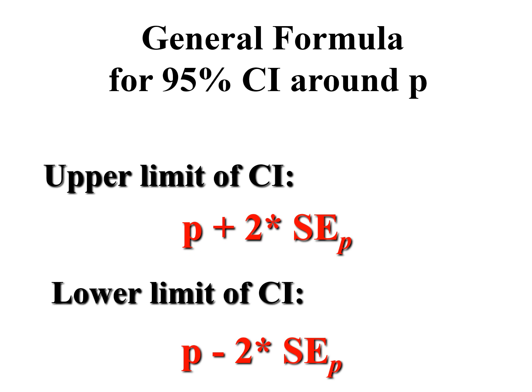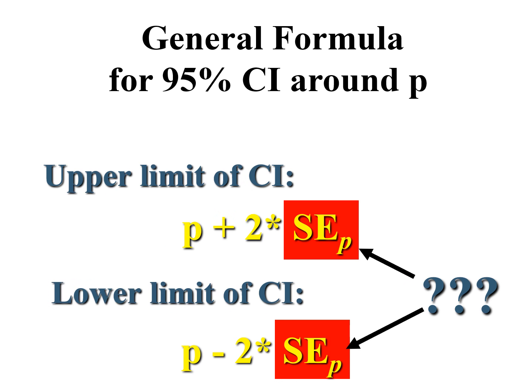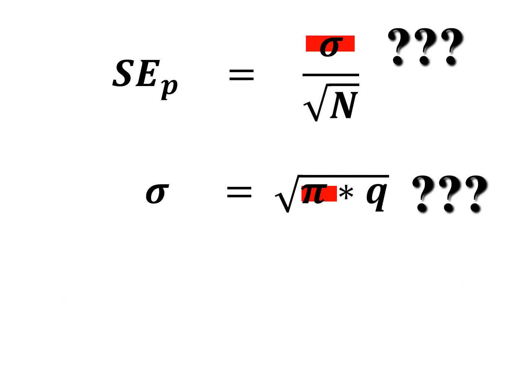Here are the formulas for the upper and lower limits of the confidence interval. You start with p, the proportion in the sample, and then you just find the numbers that are 2 standard errors above p and 2 standard errors below p. There's a bit of a problem, however, because you don't know the standard error of p around pi. You could calculate the standard error if you knew sigma or pi, which are population parameters. However, you don't know those either.